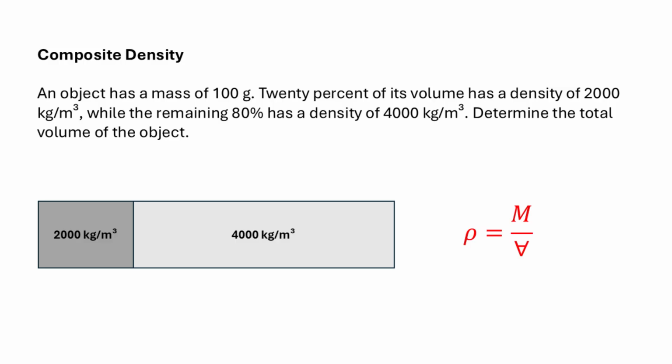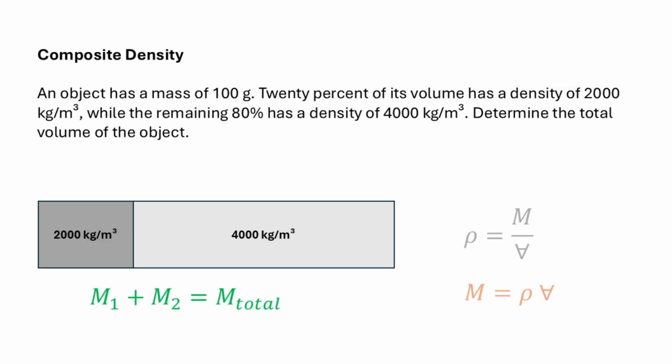I believe we all know that density is mass per volume. So volume can be calculated as mass divided by density. However, we don't have a unified density of the object, so this approach won't work. Let's go from a different perspective this time. By simply rearranging the density equation, we can see that the mass is density multiplied by volume.